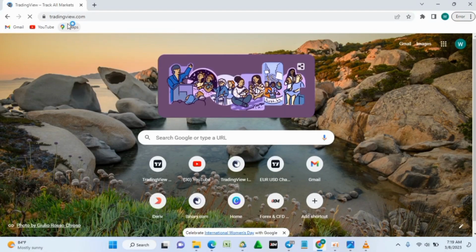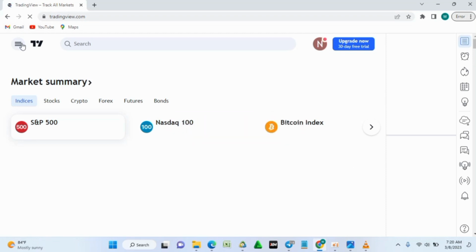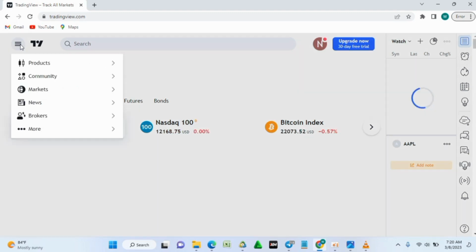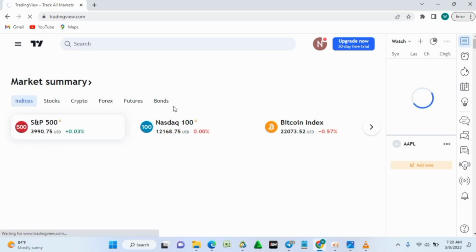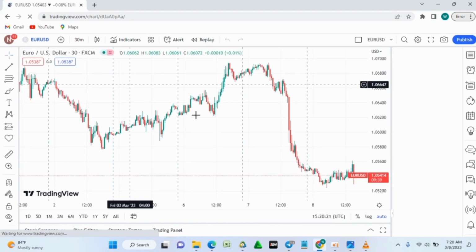In this video, we are going to look at a powerful TradingView indicator called Fixed Range Volume Profile. So you go to tradingview.com, click on the three bars on the left, then you go to Products, then to Charts, then the chart will load, and we are going to look at the chart for EUR/USD.